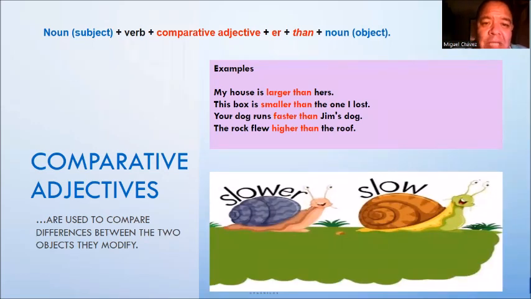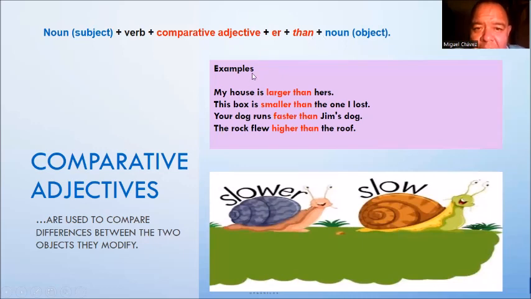Okay, check these examples. My house is larger than hers. This box is smaller than the one I lost. Your dog runs faster than Jim's dog. The rock flew higher than the rope. If you check these examples, we have the structure: noun plus verb plus comparative adjective plus er, then the word than before to mention the last noun. We are comparing two objects.